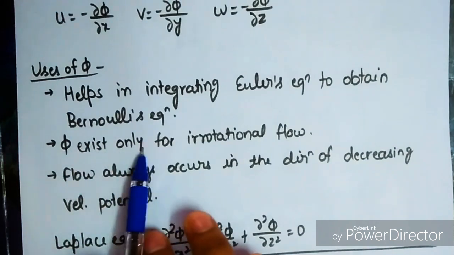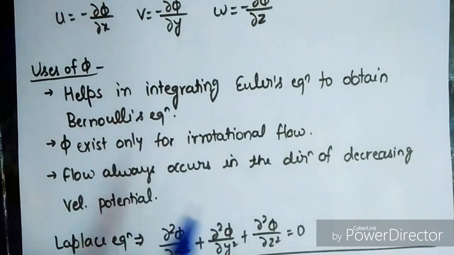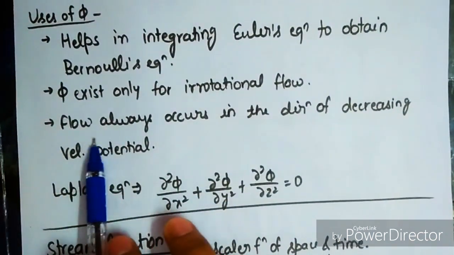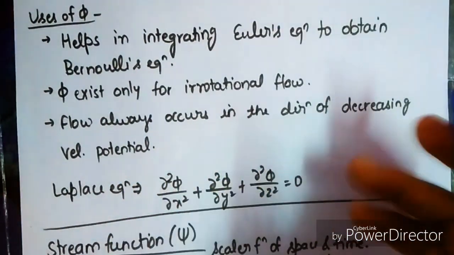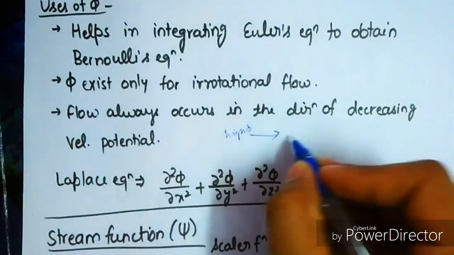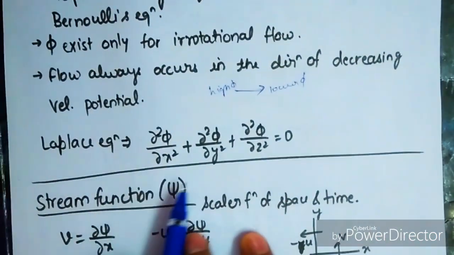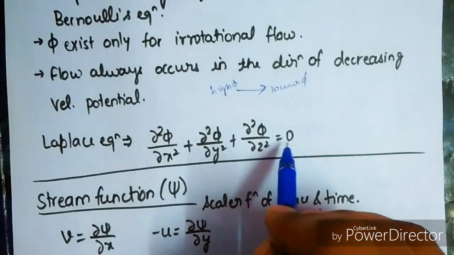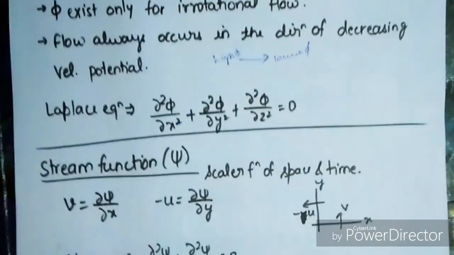If velocity potential exists, that means it is an irrotational flow. If velocity potential does not exist, then this is rotational flow. Now the flow always occurs in the direction of decreasing velocity potential. The direction of the flow will be from higher velocity potential to lower velocity potential. The Laplace equation using velocity potential can be written like this: del square phi upon del x square plus del square phi upon del y square plus del square phi upon del z square equals 0. This is used many a time for calculation purposes.